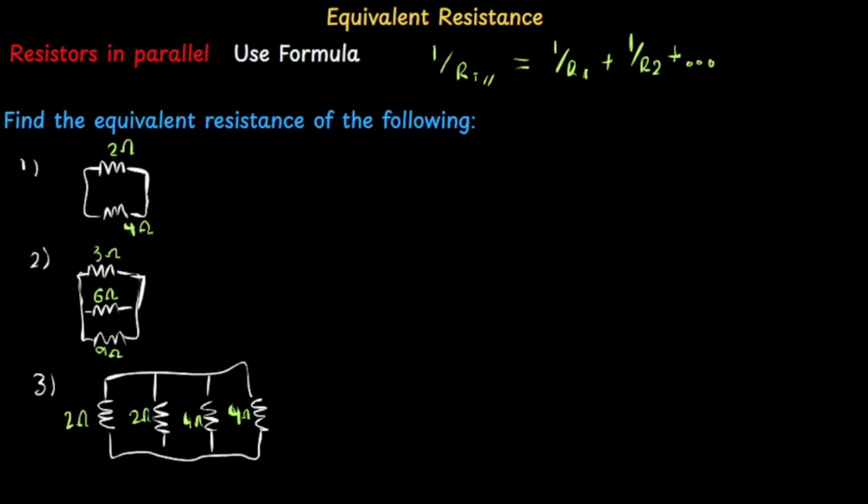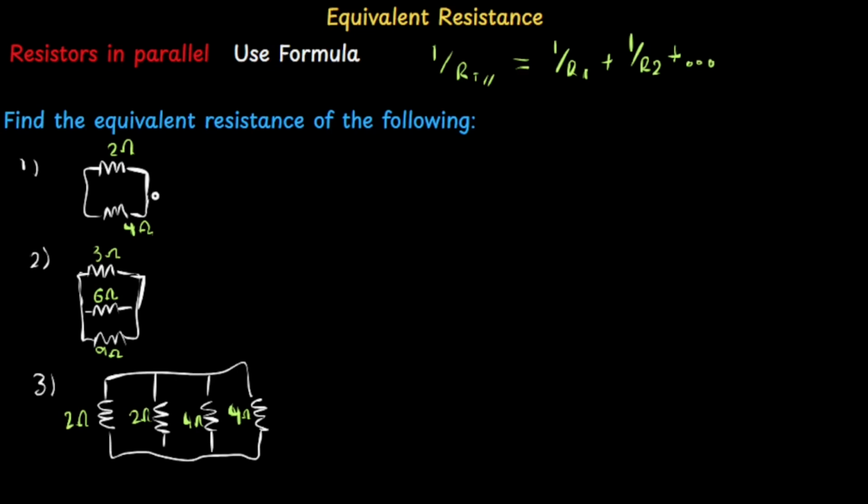Now, this formula is a bit complicated if you haven't used it before, so I'm going to go ahead and do a couple examples with you guys and show you how to use this formula. In the case of the first example, we can see that we have two resistors, one of the value 2 ohms and the second of the value 4 ohms, and these resistors are connected in parallel.